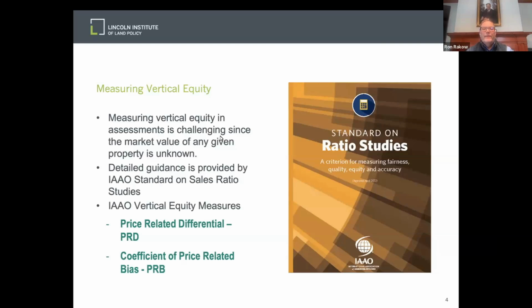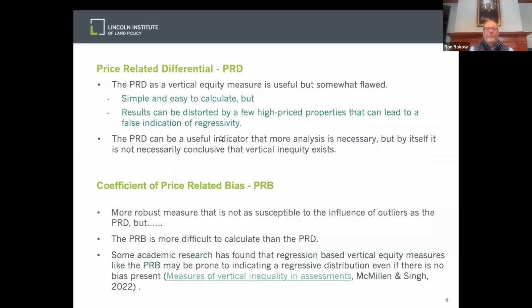Fortunately, we do have detailed guidance from the International Association of Assessing Officers and their standard on sales ratio studies. The IAAO provides two vertical equity measures in its standard, the price-related differential and the coefficient of price-related bias. The price-related differential is the PRD. This is a vertical equity measurement. It is useful, but it is admittedly somewhat flawed.